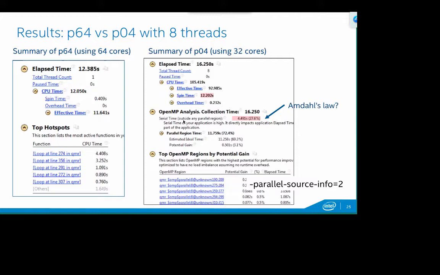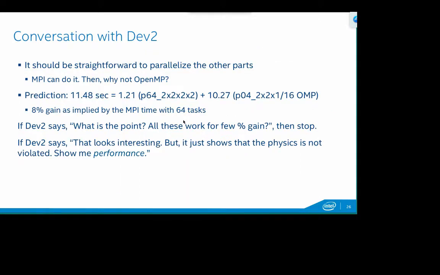And so our tool recognizes that I have an unknown line. If you put the parallel source info flag in the compiler options, then it will even tell you where to look. So that's that. So good. I think we are talking about dev 0 and dev 1.